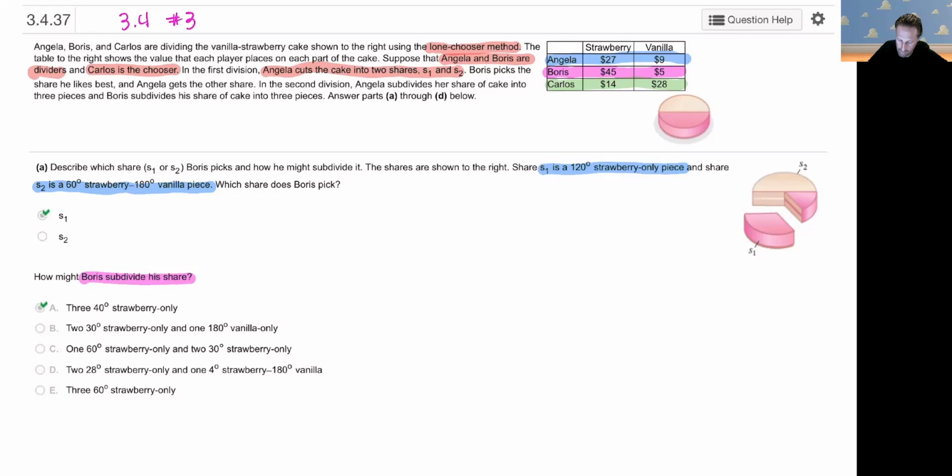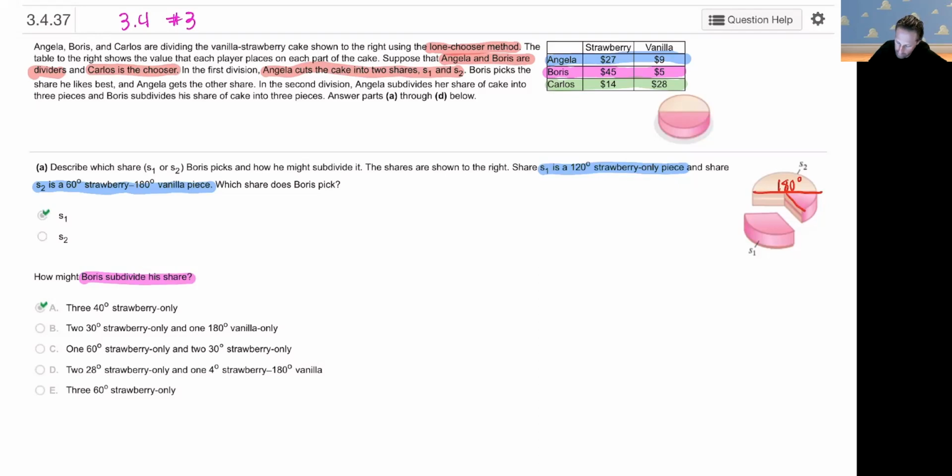Now if you notice over here in the table, Angela is making the first cut, and she definitely favors strawberry to vanilla, 3 to 1 in fact. That's why she didn't just cut it straight down the middle, which would be the easier way, of course, but she cut to make sure that she would have at least some strawberry in either section. Just to break this down here, you can see that there is indeed 180 degrees, half of a full circle, plus this other little part of strawberry.